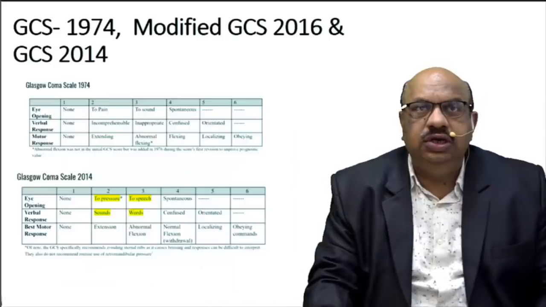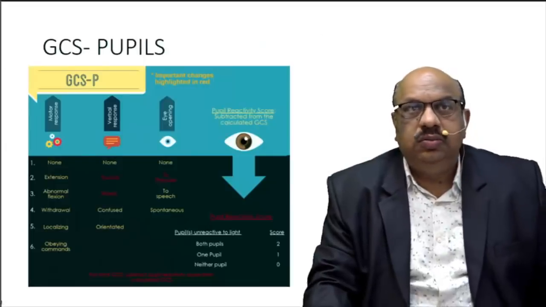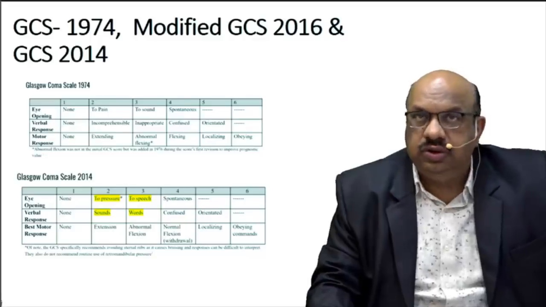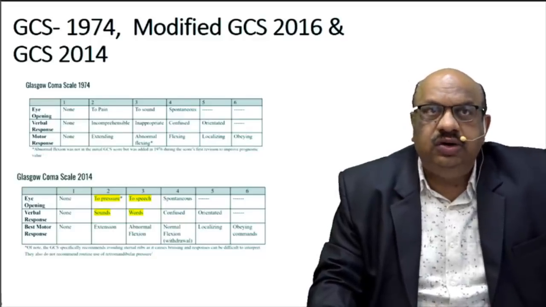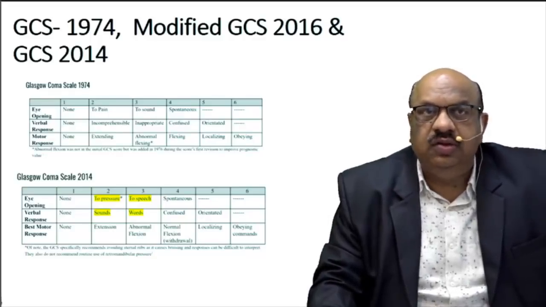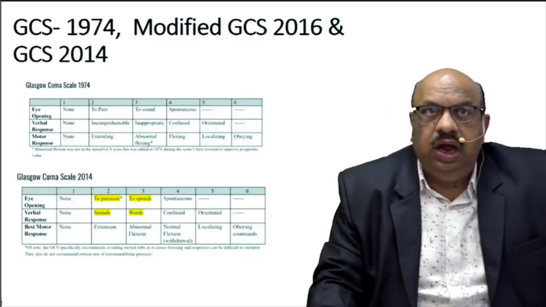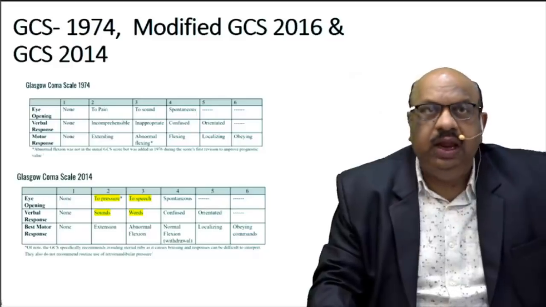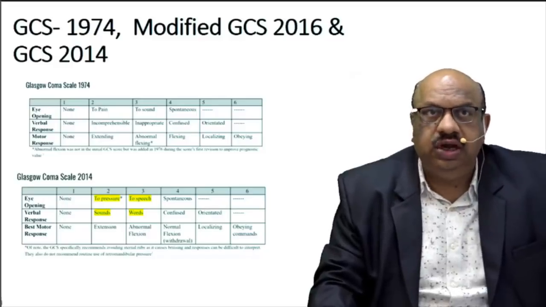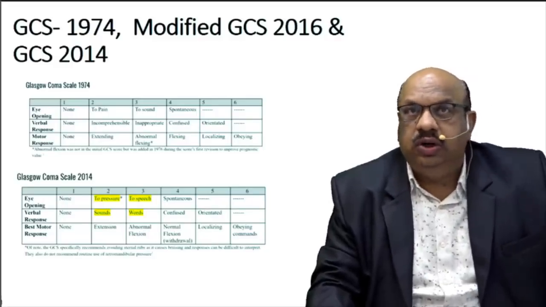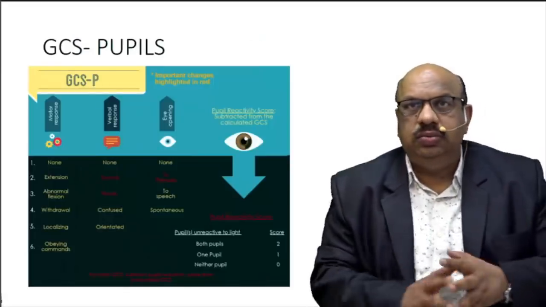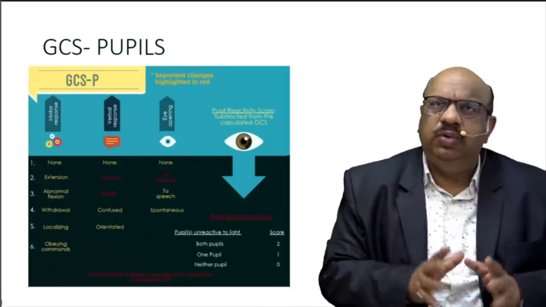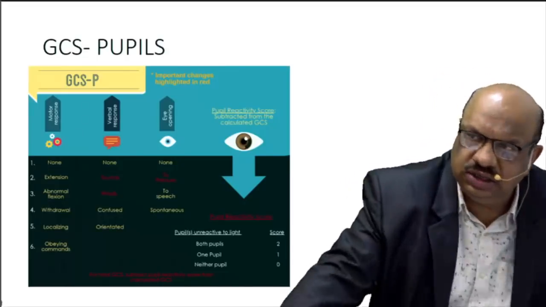So a few new changes have happened. One was in 2014, they changed the terminology. In verbal response, from incomprehensible we call it only sound, and inappropriate we call it word. And eye opening to pain, that's 2, we call it to pressure, and 3, that's to sound, we call it to speech. And pupil also, this is a new change. So GCS is a very important topic. Everywhere I see questions from one or the other exam.